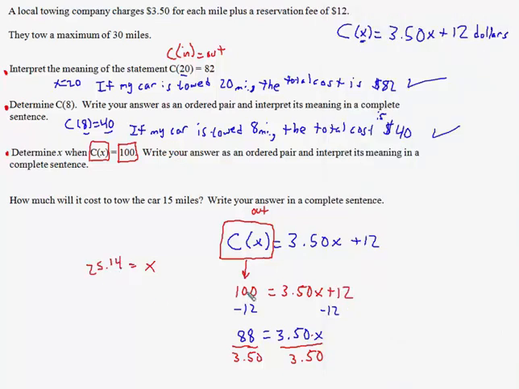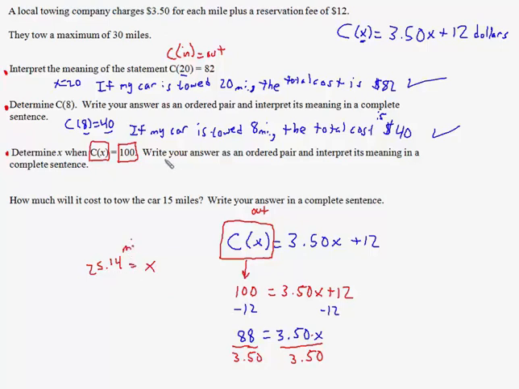So if you look at this, you can kind of make sense of why these operations were the way they were. We paid a cost of $100, and we're working backwards to find the number of miles we must have been towed. So the first thing we did was subtract off that $12 flat fee, meaning 12 of that $100 was the reservation fee. That leaves $88 of the bill must have been from the cost per mile. So since I was paying $88 and it cost $3.50 per mile, that division gives me the number of miles I must have been towed. So this is in miles.